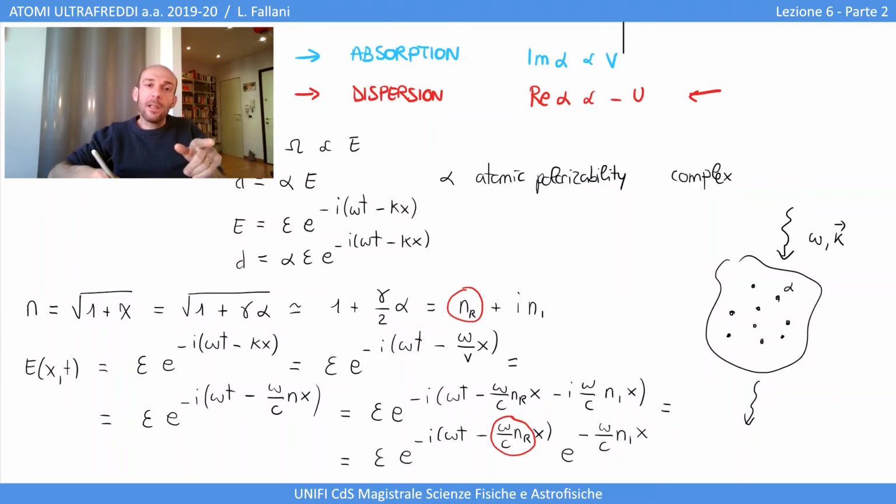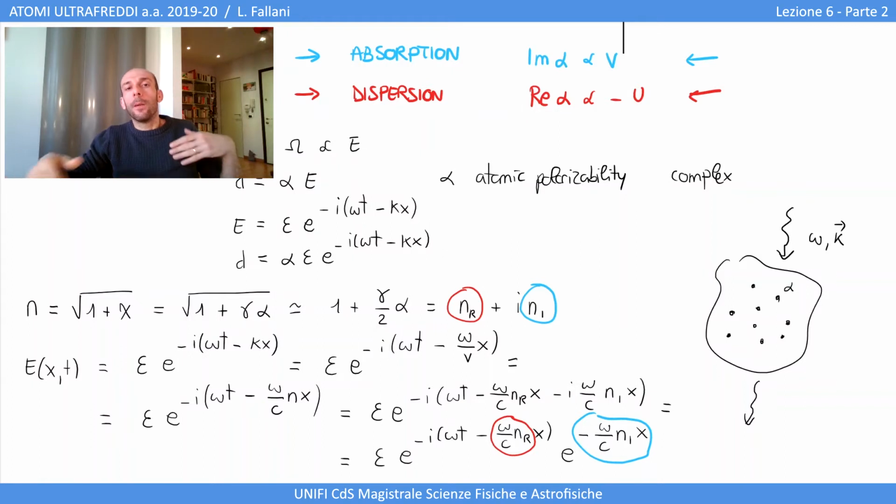And instead, the imaginary part of the polarizability that is connected with the v component of the Bloch vector is instead connected with the imaginary part of the index of refraction, and in turn this determines a kind of exponential decay of the amplitude of the wave as the wave is traveling across the sample. And so this attenuation is connected with absorption of light.